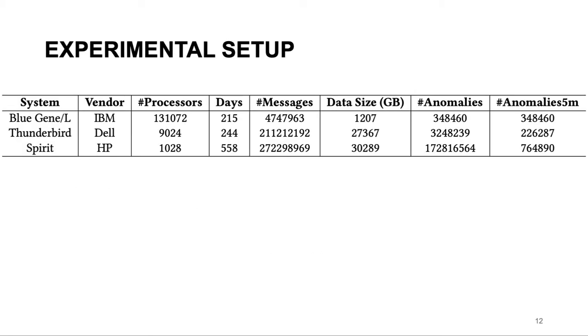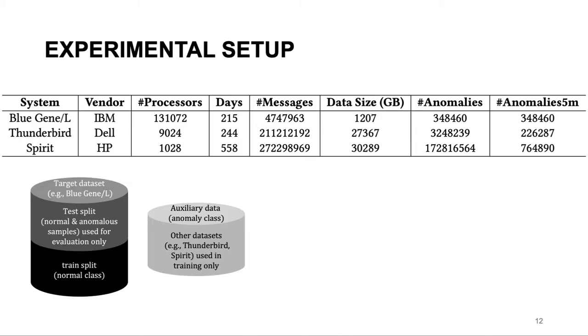So the experiments. The experimental setup consists of 3 benchmark data sets, and these are, to the best of our knowledge, the only 3 large data sets which are really manually labeled and collected through many days. As you can see here, we have around 200 to almost 600 days of collection data.